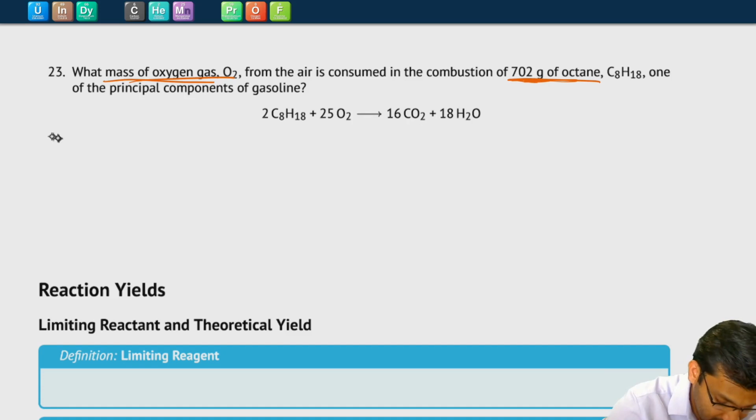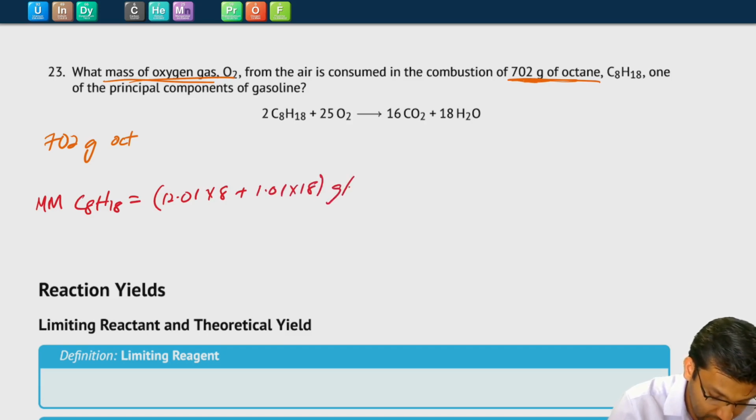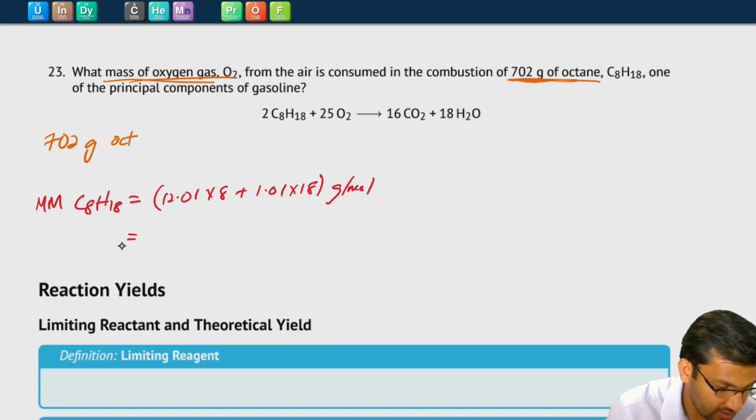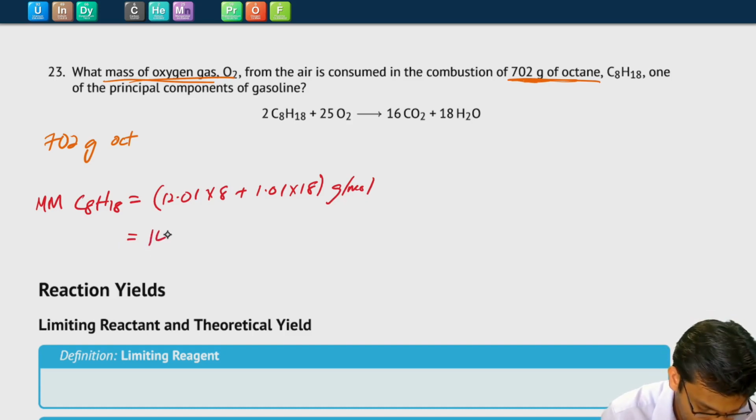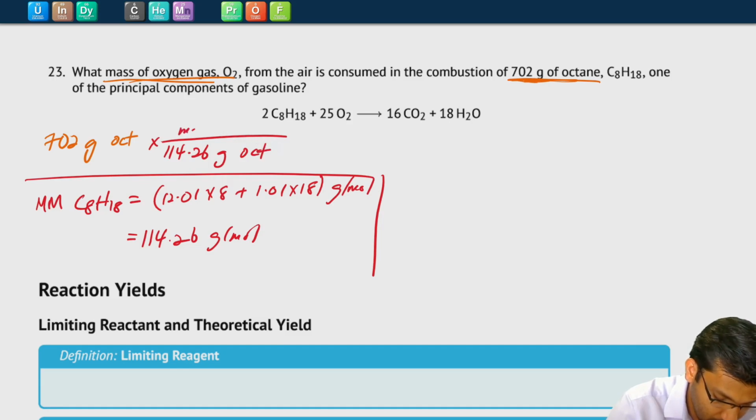We have 702 grams of octane. I'm just going to write OCT. We need to convert that to number of moles. So the molar mass of octane is 12.01 times 8 plus 1.01 times 18 grams per mole, which is 114.26 grams per mole. So let's divide by 114.26 grams of octane per mole of octane.